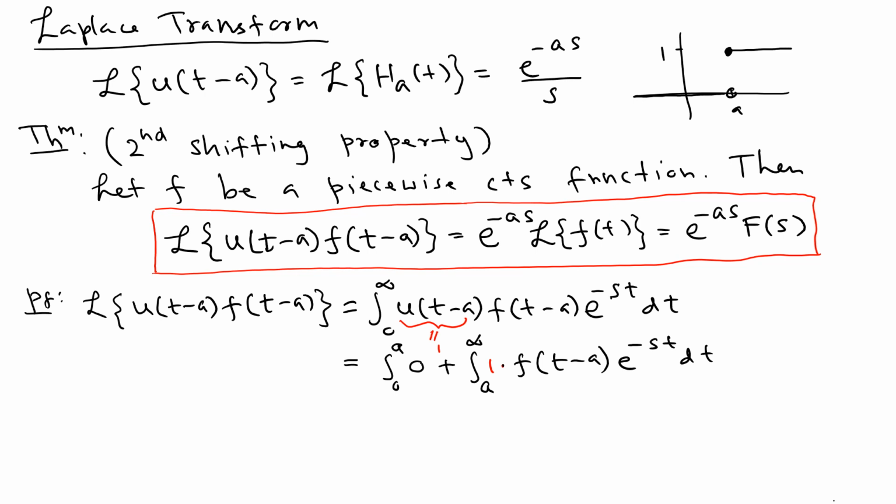Now we're going to do a simple transformation, like a u-substitution. We're going to pick this t minus a part and call it u. So we're going to use a substitution, and say this part is u.